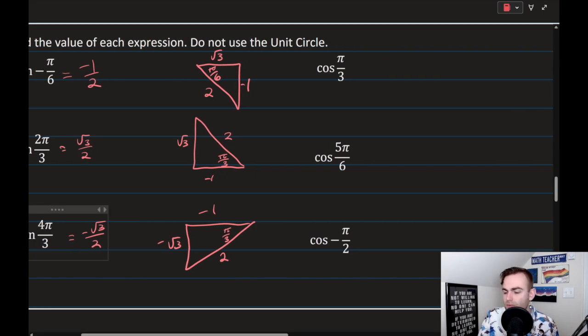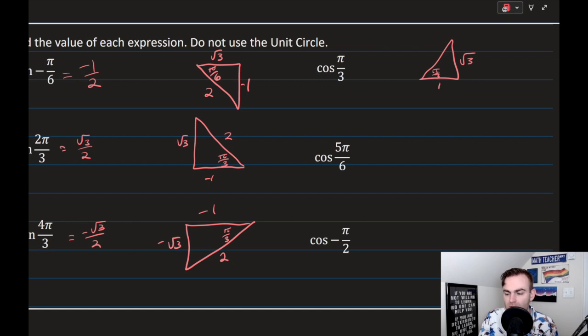Cosine of pi over 3, well, that one, quite simple. Pi over 3. Larger side gets the larger angle gets the larger side. Smaller angle gets the smaller side. Hypotenuse is 2. And we went right and up, so both of them are positive. Cosine, adjacent over hypotenuse, this would be 1/2.